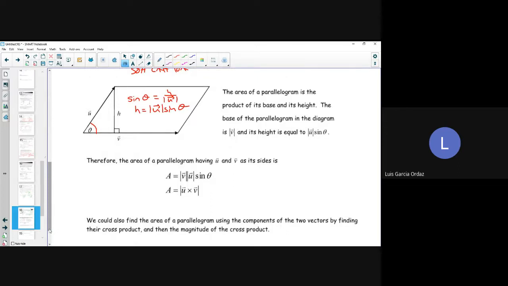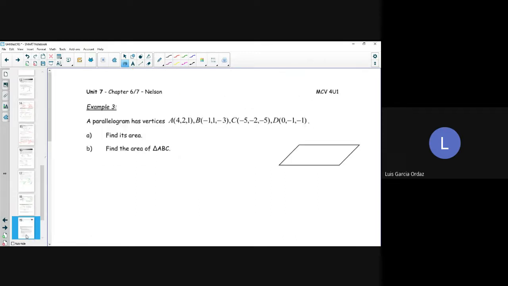So we can also find the area of the parallelogram using the components of the two vectors by finding their cross product and then the magnitude of the cross product. So our next example is going to be finding the area of a parallelogram. A parallelogram has vertices A (4, 2, 1), B (-1, 1, -3), C (-5, -2, -5), and D (0, -1, -1). Let's name this ABCD. So let's find the area of the parallelogram.